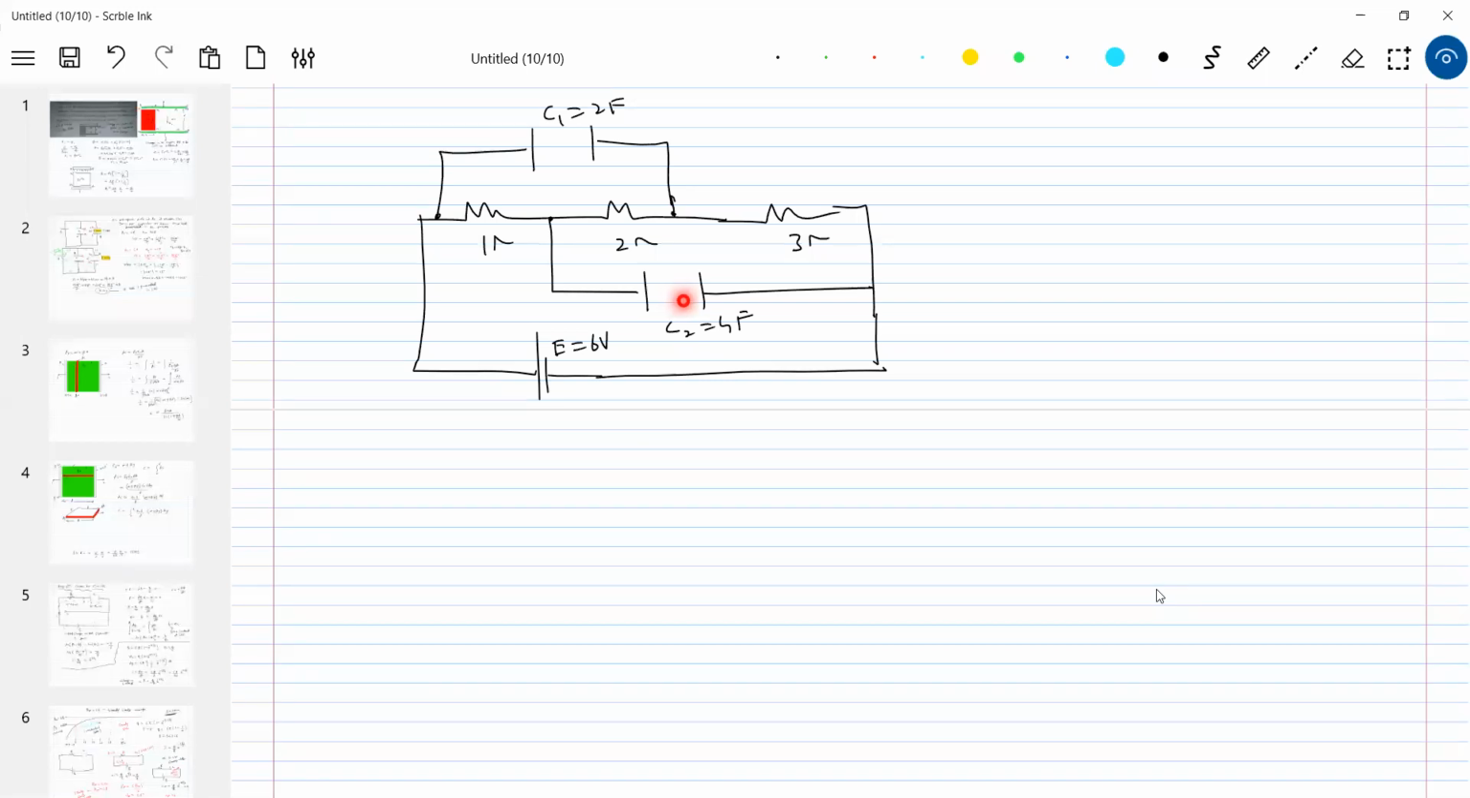So the approach is this: the question is asking for the steady state charge. So what we should do is replace all capacitors with an open circuit. Then get into the problem.